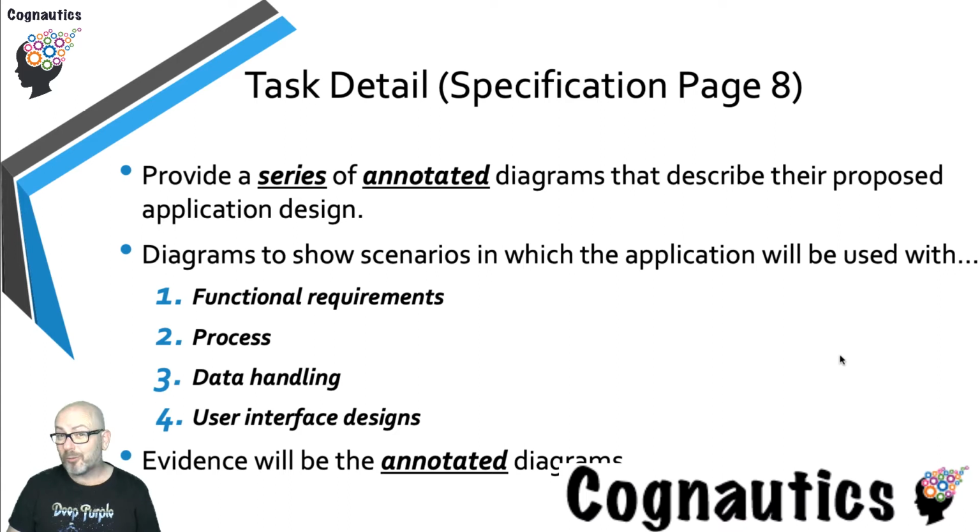Provide a series of annotated diagrams, I'll come back to that in a second, that describe your proposed application design. Diagrams to show scenarios in which the application will be used, and we're looking for a diagram that shows functional requirements, a diagram that shows process, a diagram that shows data handling, and a diagram that shows user interface designs. This notion of annotated means that they are asking you to produce a commentary on the diagrams that you're making. So a few words to state what your diagram is showing in relation to your particular design.